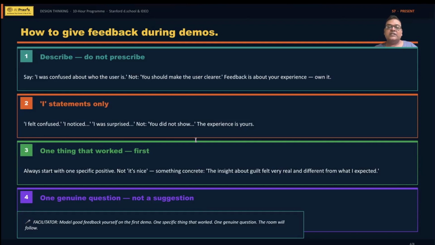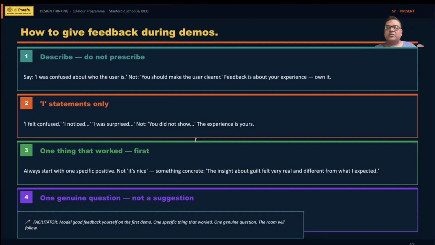The second rule is that every piece of feedback begins with the word I. So you would say, I felt confused, or I noticed, or I was surprised. And this is not just a stylistic convention, because it prevents the feedback from becoming prescriptive and keeps it anchored to a specific experience that actually happened to you, rather than a general statement about what the presenter did wrong.